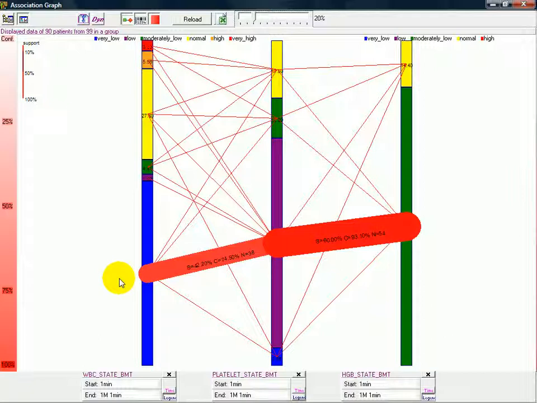We show the most common clinical pathway of our patients based on the three clinical concepts. In our case, the patients who had a very low white blood cell state count also had a low platelet state and had a moderately low hemoglobin state. This pathway references the period of 1 month following the operation.